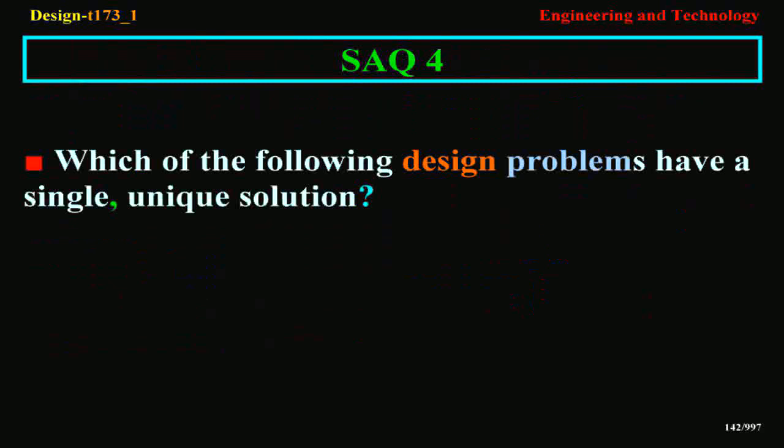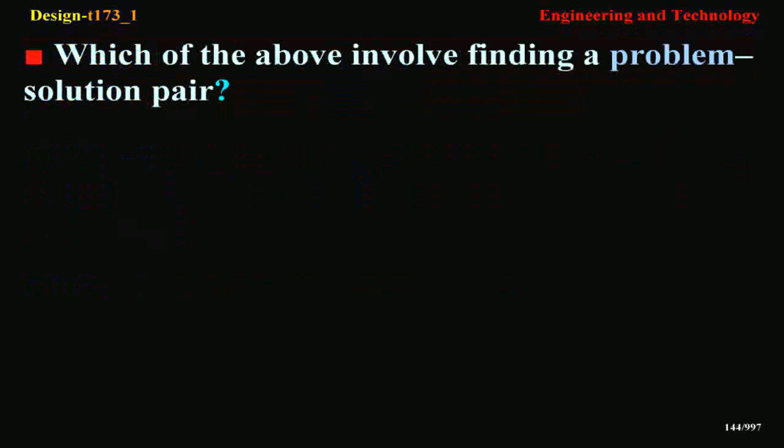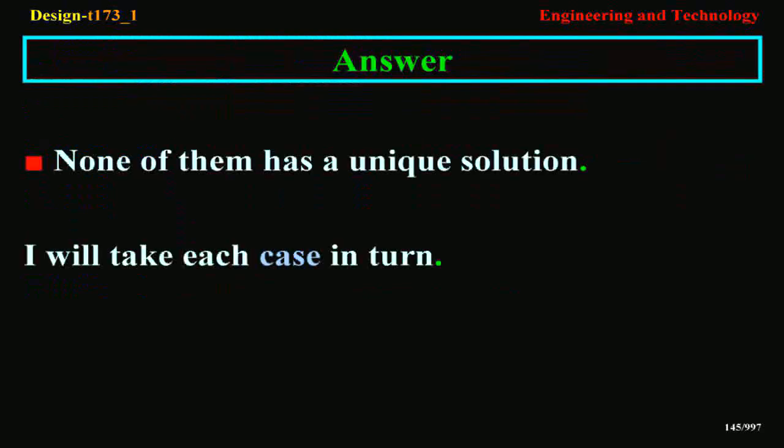SAQ 4. Which of the following design problems have a single, unique solution? Designing a house for a client? Designing a ball gown for a princess? Designing a bracket to support a shelf? Designing a 6-lane road bridge to cross the River Severn? Designing a railway locomotive? Which of the above involve finding a problem-solution pair? Answer: none of them has a unique solution.